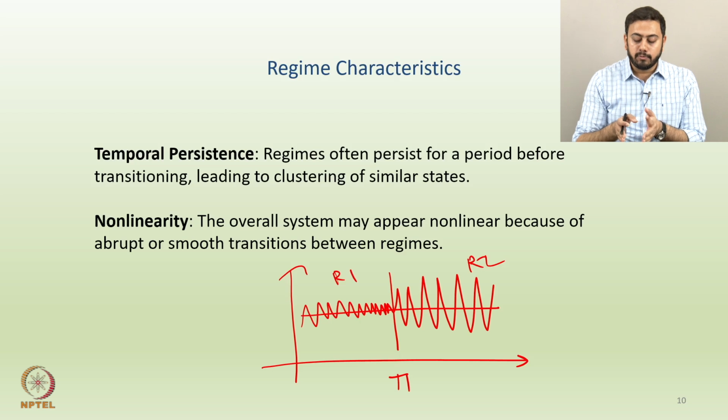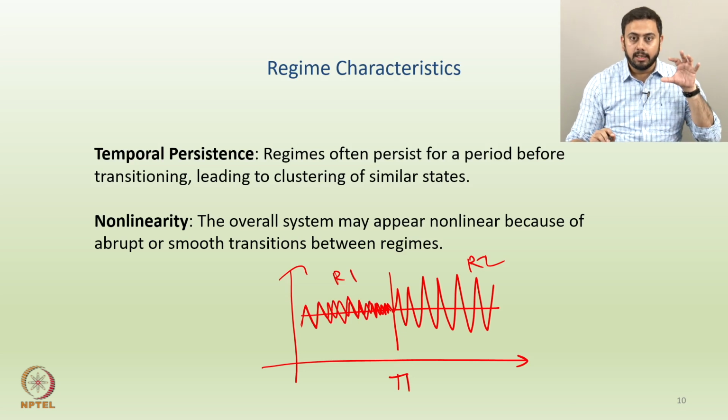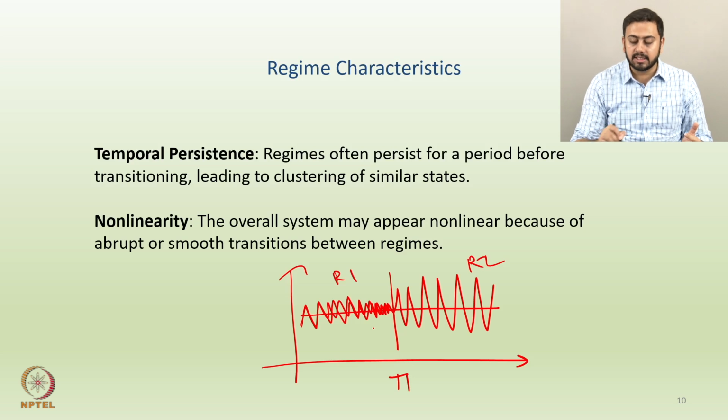Now, if you focus your attention on either of the regimes, let us say R1, the time series behavior has some persistence within each regime. What do you mean by that? Regimes often persist for a period before transitioning. Before you see this transition, the time series is behaving in a persistent manner. Persistence means there is some long memory property. Long memory means there is some behavior which repeats itself over a while, and the same characteristic can be seen in the second regime as well.